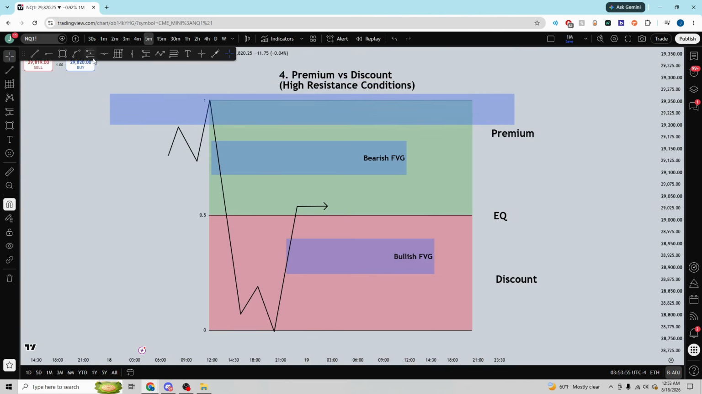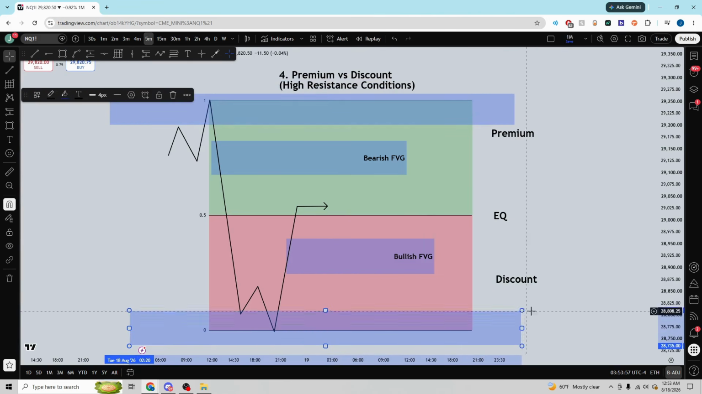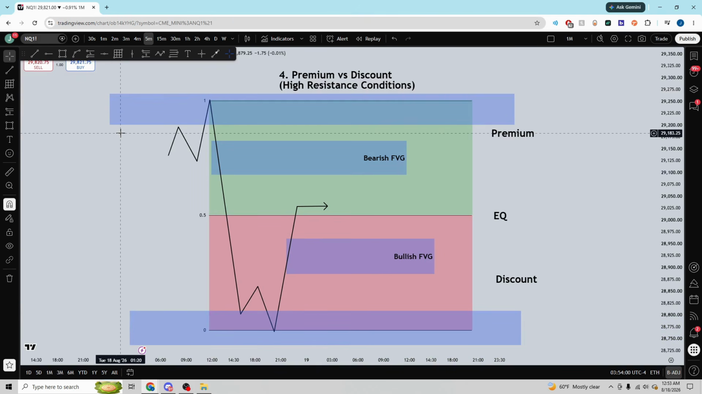Well, if the range high and the range low both sweep liquidity and react out of a high time frame PD array, then you have to identify what premium versus discount is, and using what we learned from disrespecting versus respecting fair value gaps. So in a premium, what you want to see is for bearish fair value gaps to be held. In a discount, you want to see bullish fair value gaps to be held.